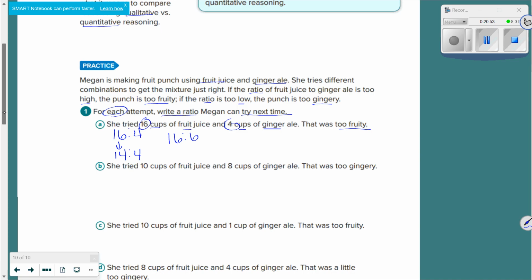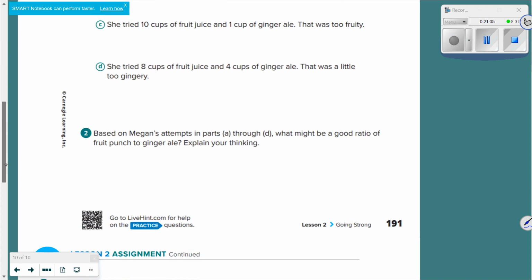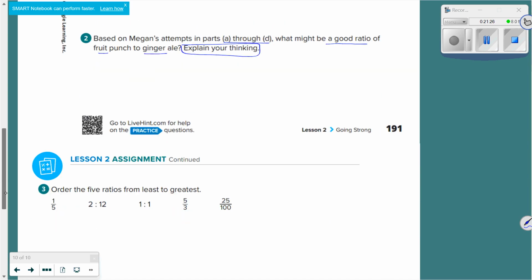Does that make sense for you guys? Okay? Your answer is actually one of those two. This just gives you your baseline. So you're going to do that for all 4 of those problems. But here's the key. Now, if you look through those 4, what might be a good ratio of fruit punch to ginger ale? Explain your thinking. In other words, she's done several of them. Some were too fruity, some were too gingery. You need to come up with what you think is a good ratio and give me a reason for why you think that is a good one.